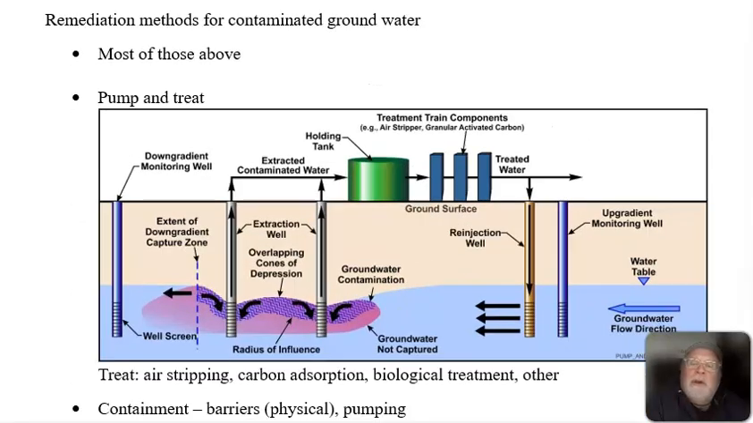Remediation methods for contaminated groundwater in addition to soil. So most of the things we talked about above, like the soil vapor extraction with air sparging, that works for groundwater too. But here's some more specifically to the groundwater. And a lot of these are under the heading of pump and treat. So we pump water out of there, and then we treat it.